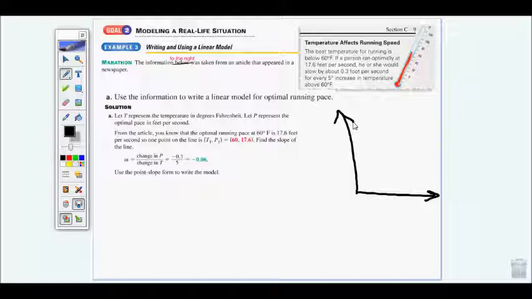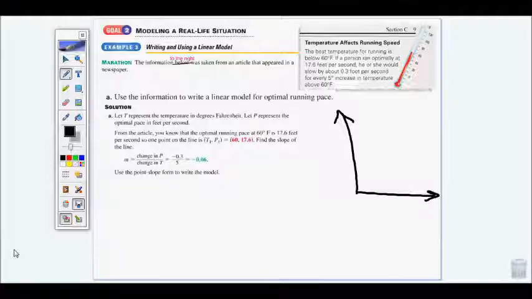Okay, so everybody's best running is supposed to be at 60 degrees Fahrenheit. So it says in my first part, use the information to write a linear model for optimal running pace. To do that, we're going to have to figure out what our rate's going to be. So we're going to do the change in our pace over the change in our time.